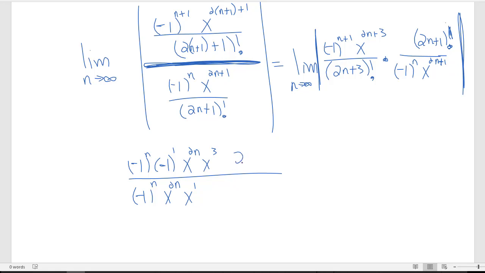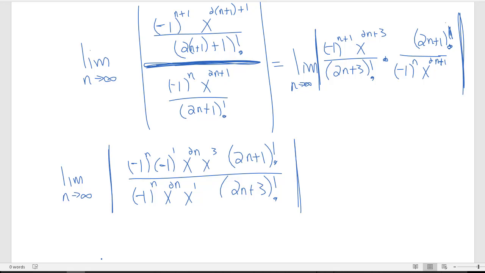Now, I'm going to hold on to the factorial for a second, and we're going to talk about how to deal with that, just like we did back in section 11.6. So I have the absolute value of all of this and the limit as n goes to infinity. Now we can see the negative 1 to the n's are going to cancel here. And then the x to the 2n's are going to cancel. And in fact, x cubed over x to the 1 is going to become x squared.